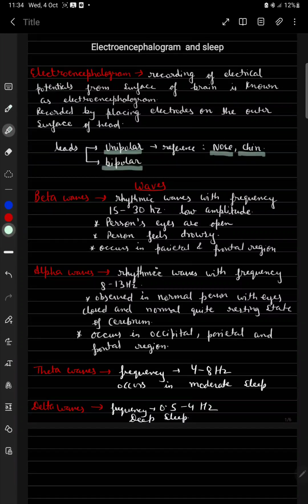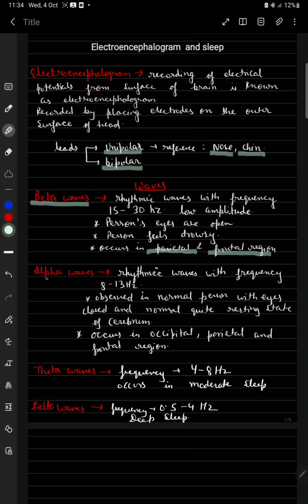Now in electroencephalogram, we get four types of waves. The first wave is beta waves. The beta waves are rhythmic waves with frequency 15 to 30 Hz. The amplitude is low and it is seen when the person's eyes are open. The person is feeling drowsy but the person's eyes are open. It occurs in parietal and frontal region.